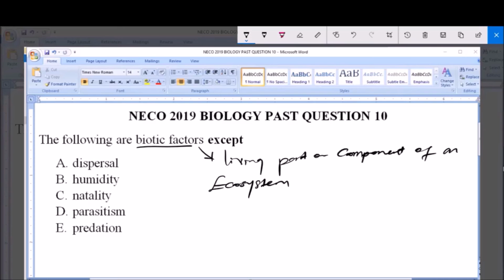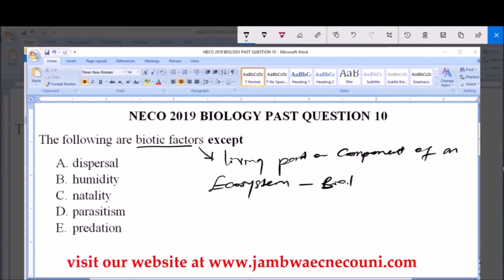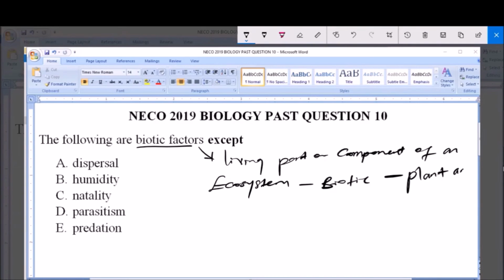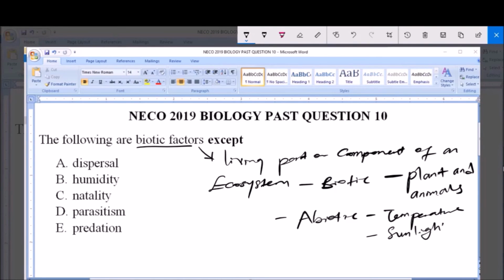And like you know, the ecosystem is made up of the biotic factors, involving the plants and animals and the activities associated with them, and the abiotic factors, which are the non-living components such as temperature, sunlight, climate, topography, and humidity. All these are abiotic factors, and so on.